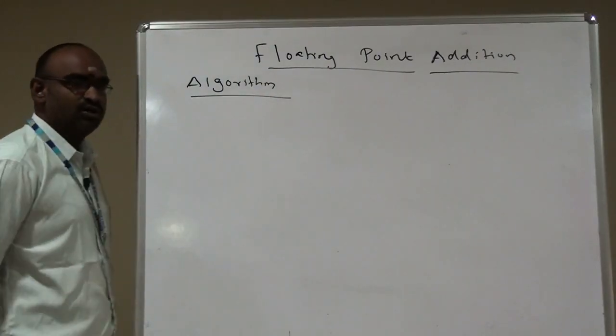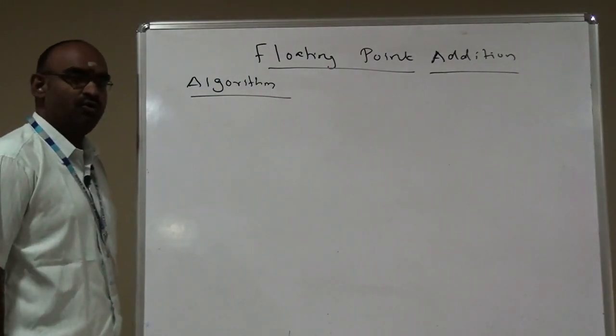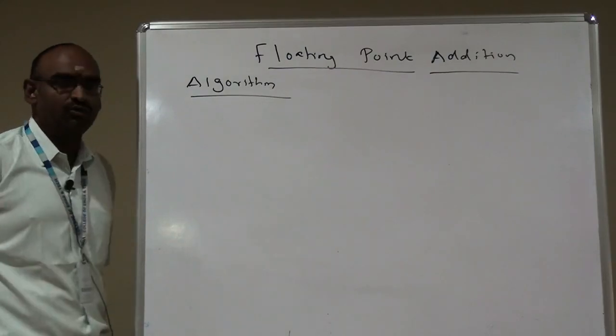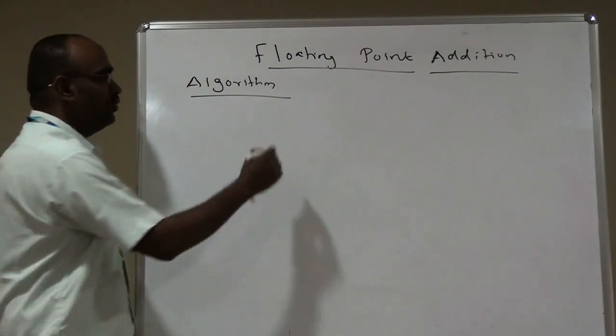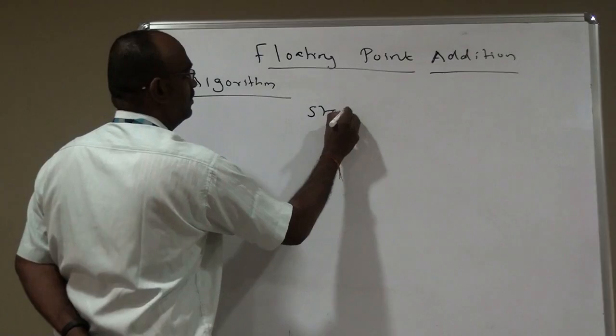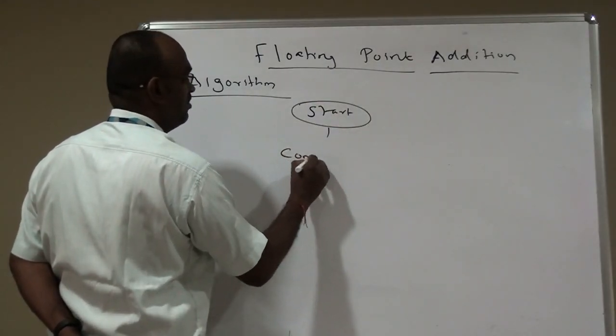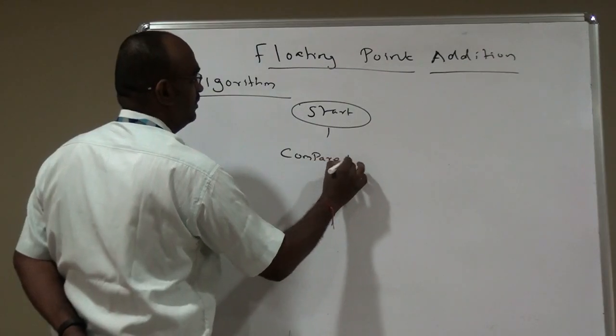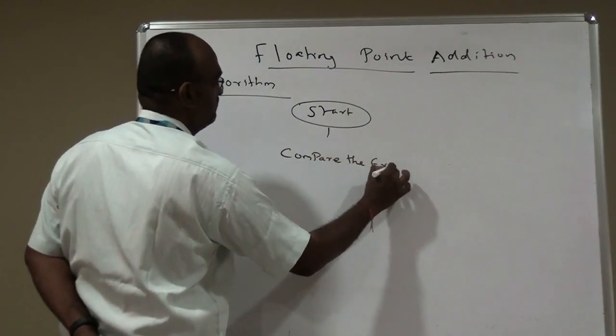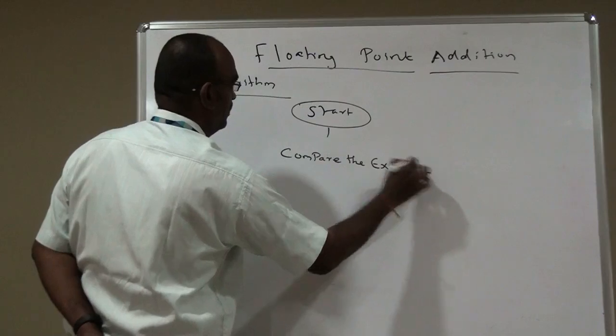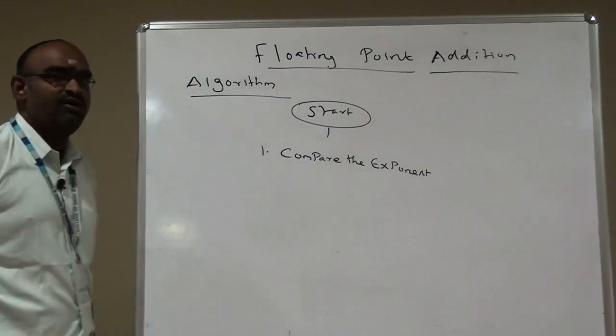So what is the algorithm? It implies four prominent steps to solve floating point addition. We start with the comparison of exponents. Comparison of exponents is the first step we must follow when doing our floating point addition.